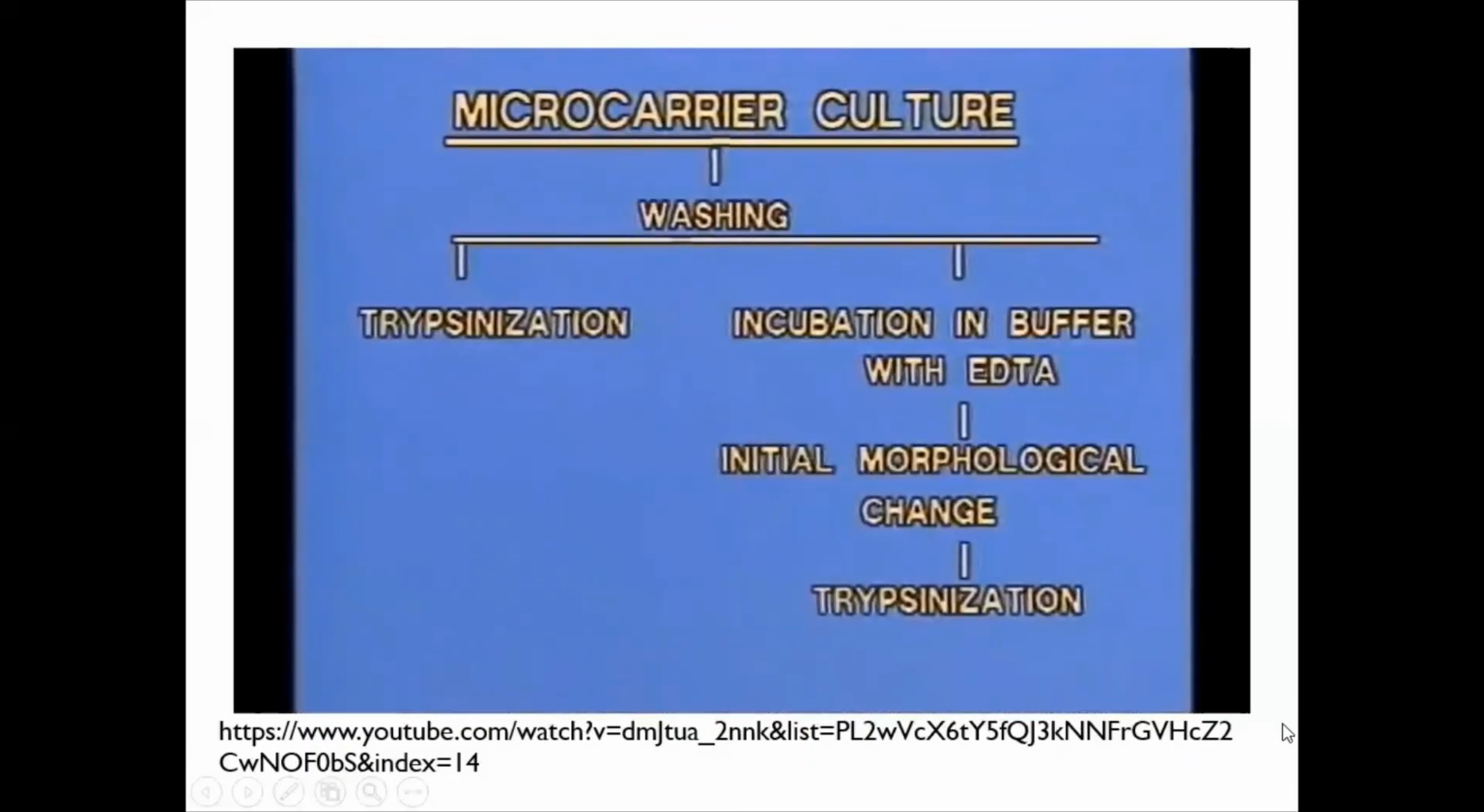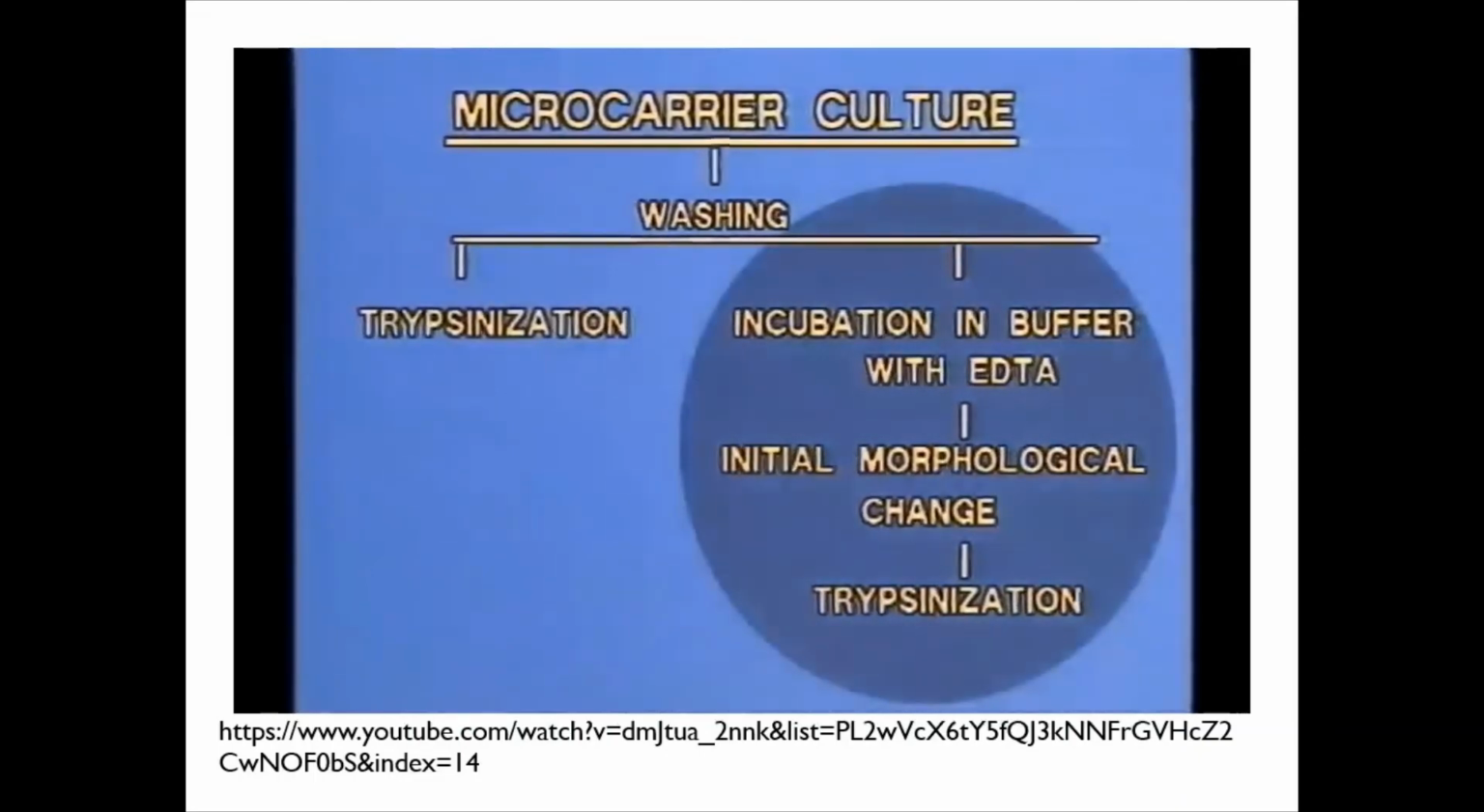The steps following the initial washing vary with cell strains and with microcarriers. For a number of cells grown on Cytodex 1 or controlled charged microcarriers, after the initial washing, cells are ready to be exposed to trypsin solution for detachment. However, for other cells, especially those grown on gelatin-coated microcarriers, another incubation step is often needed to facilitate initial morphological change before cells are exposed to trypsin solution.